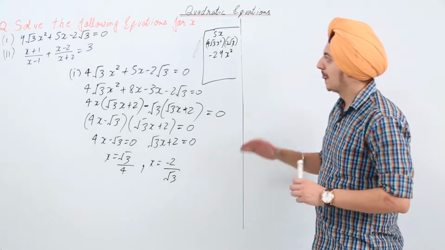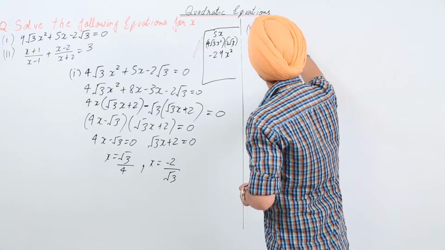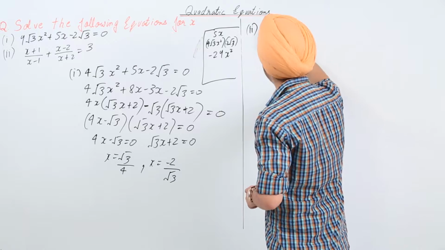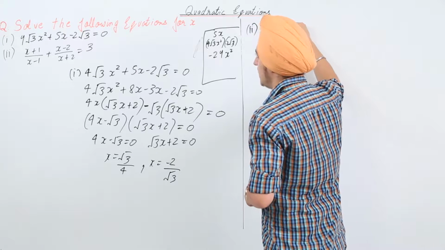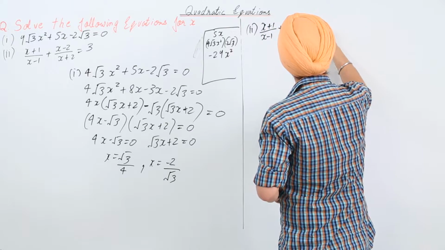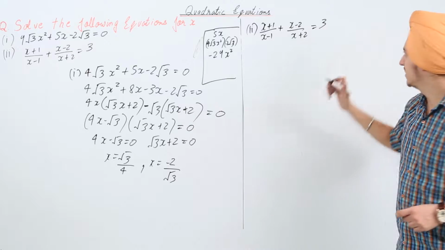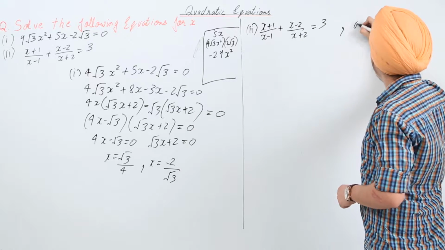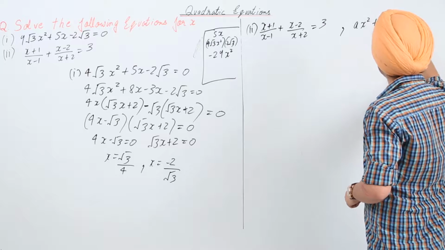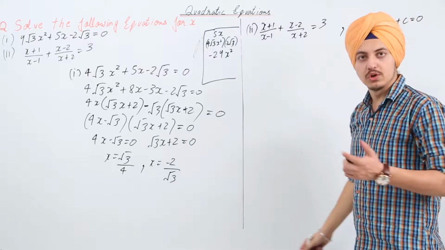It's very simple. Now we have the second part which says x plus 1 upon x minus 1 plus x minus 2 upon x plus 2 equal to 3. Now we know that we have to get this in the form of ax square plus bx plus c equal to 0. So what do we do?